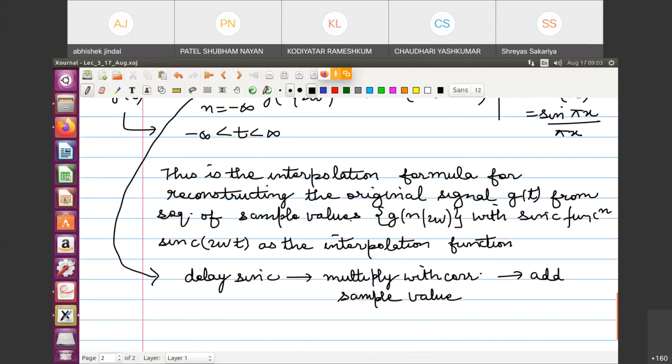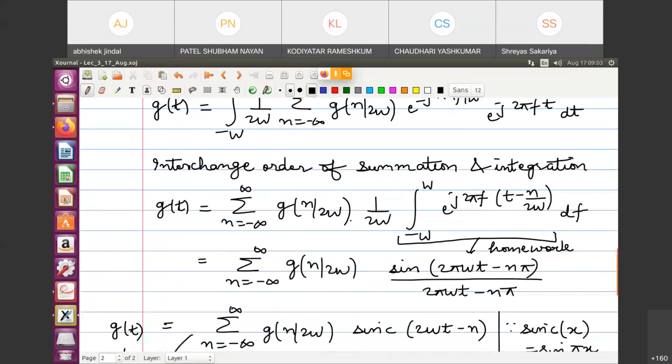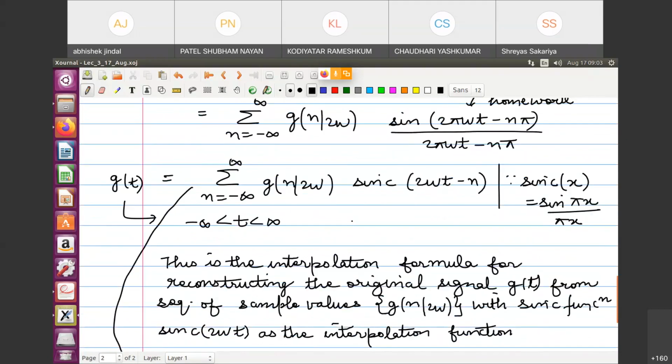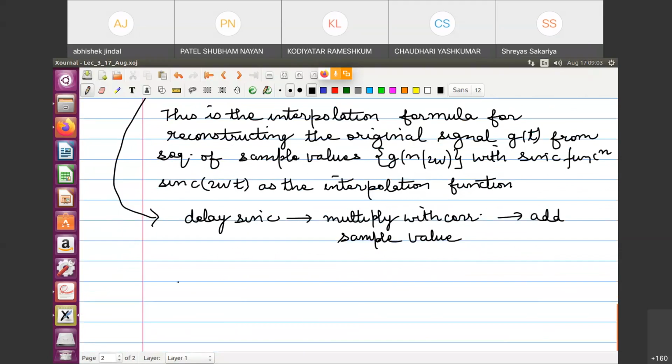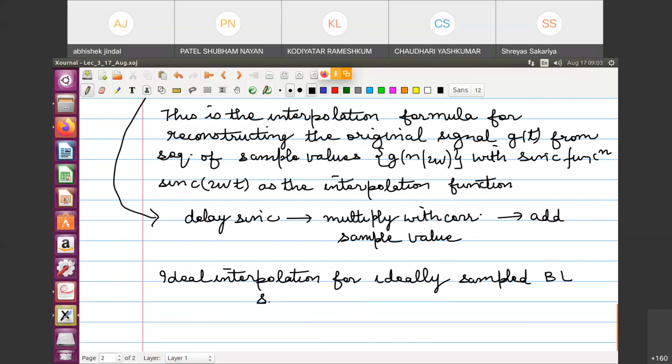Now this is a sort of an ideal interpolation of an ideally sampled signal. Let me write it down. This is ideal interpolation for an ideally sampled band-limited signal g(t).